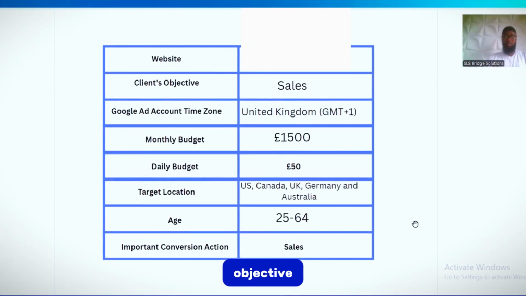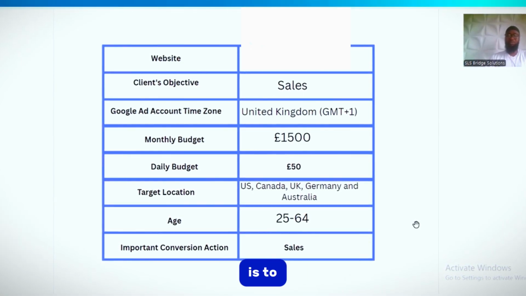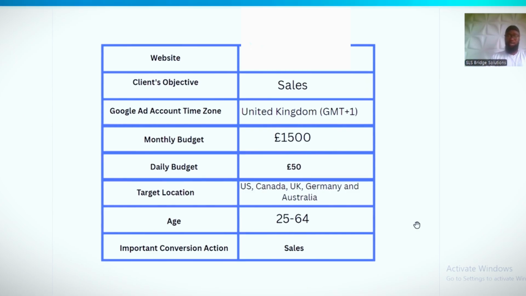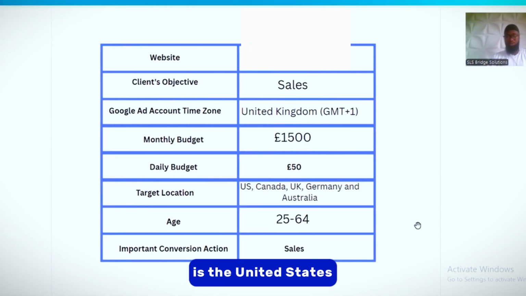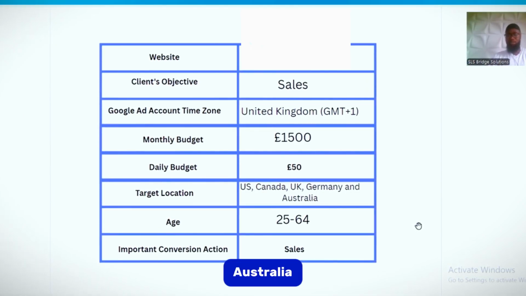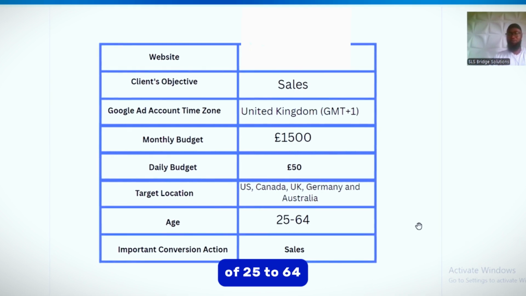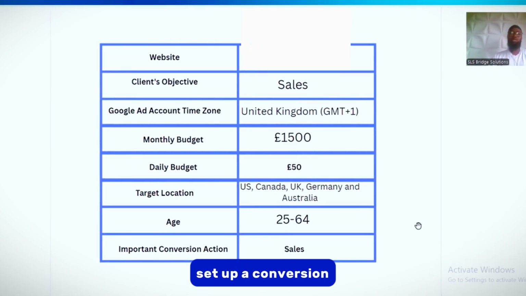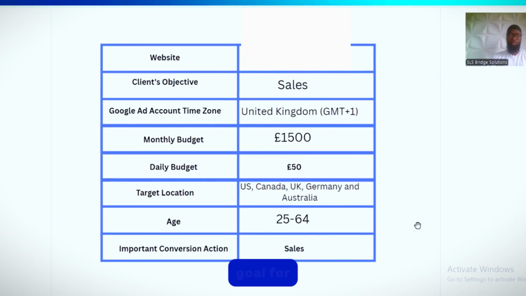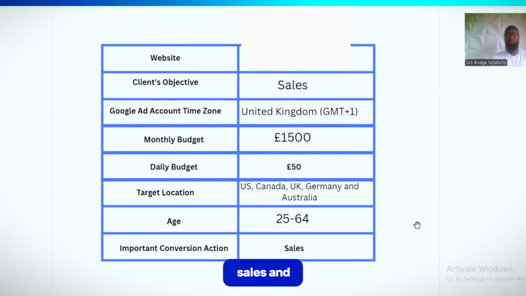And also the client objective for this particular campaign is to make sales. And their target location is the United States, Canada, UK, Germany, and Australia. And we have an age range of 25 to 64. And also we set up a conversion goal as the important conversion action, which is the sales.